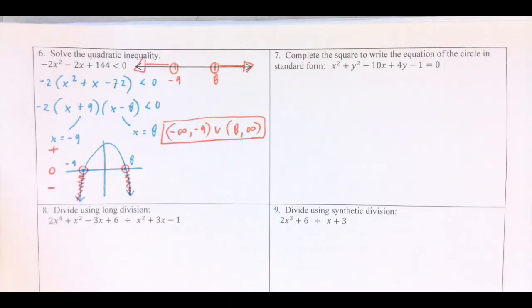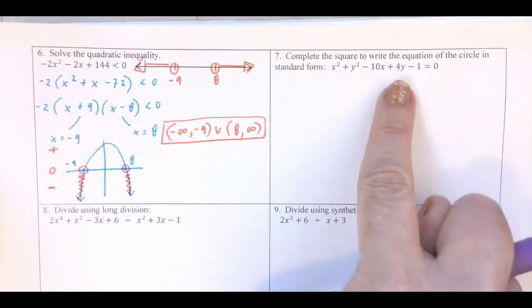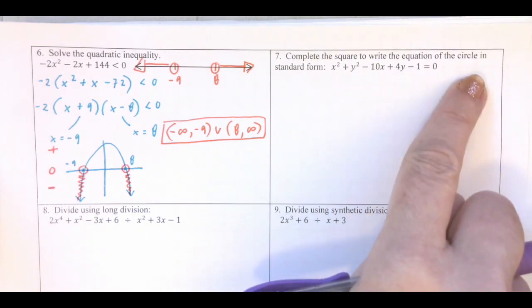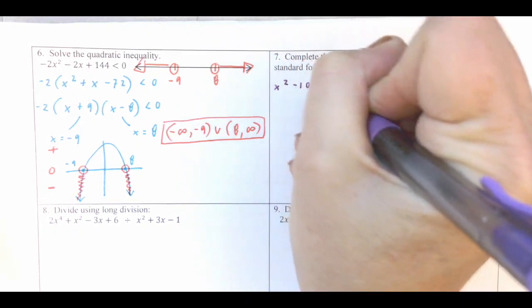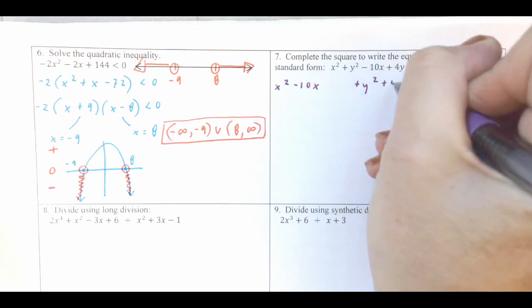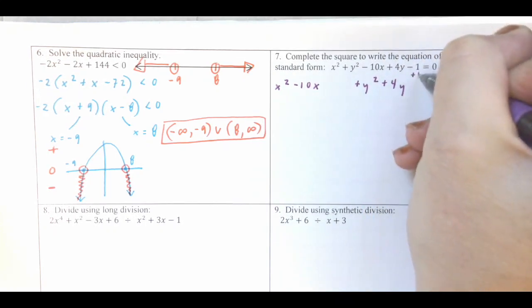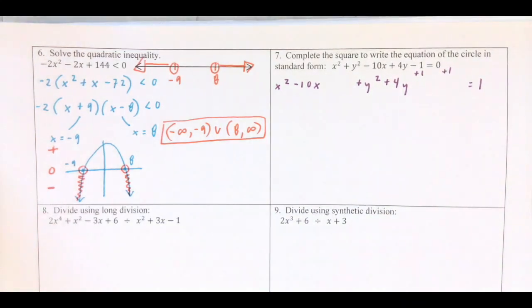Okay, next up is the process of completing the square to write an equation of a circle in standard form. So I'm going to first just reshuffle it, put my x's next to each other, my y's next to each other, and then the constant on the other side. So x squared minus 10x, y squared plus 4y, add the 1 over, it's now on the other side.